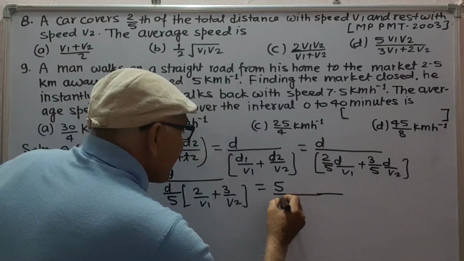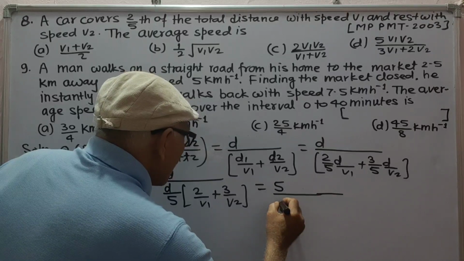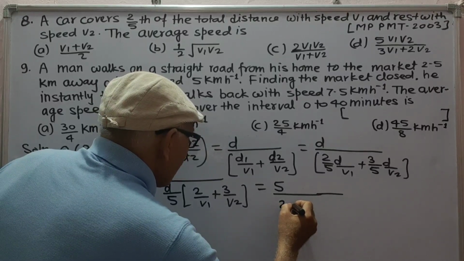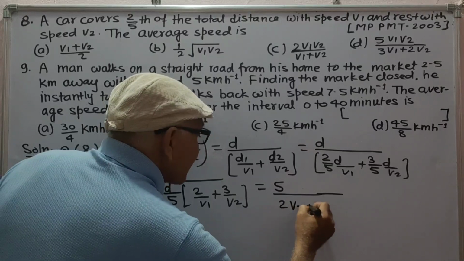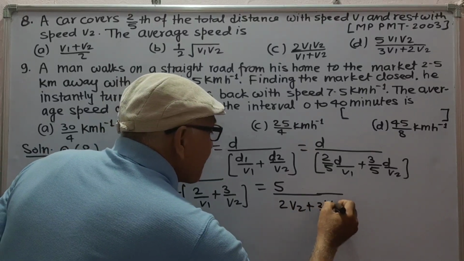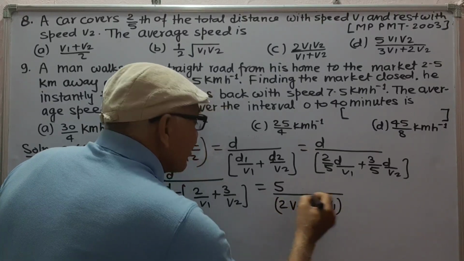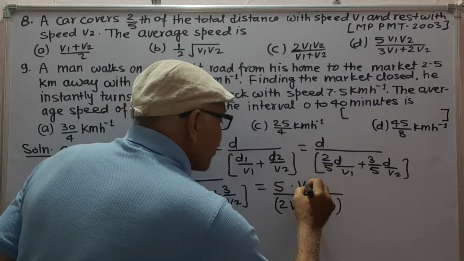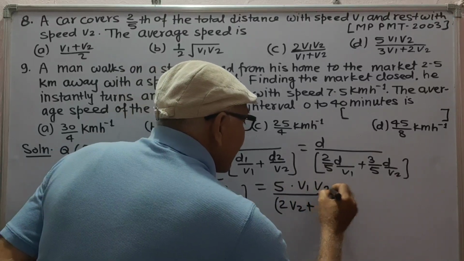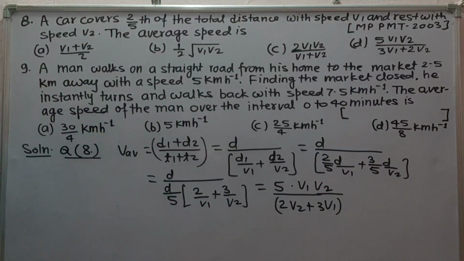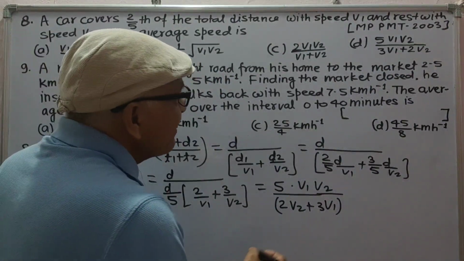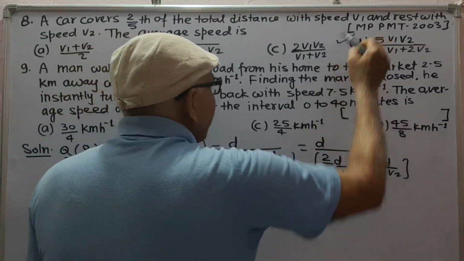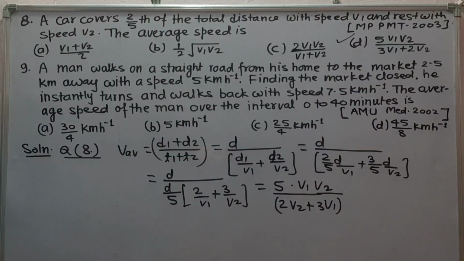This is 5 upon 2 v2 plus 3 v1 upon v1 v2, so v1 v2 goes to the numerator. So the correct option will be 5 v1 into v2 upon 2 v2 plus 3 v1, so the correct option will be D. Next, question number 9.